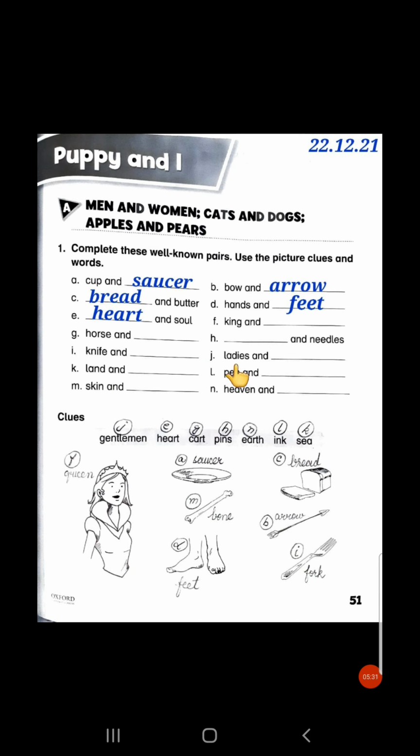Part J, ladies and gentlemen. Part K, land and sea. Part L, pen and ink. Part M, skin and bone. Part N, heaven and earth. Okay, so now start writing it, beta.